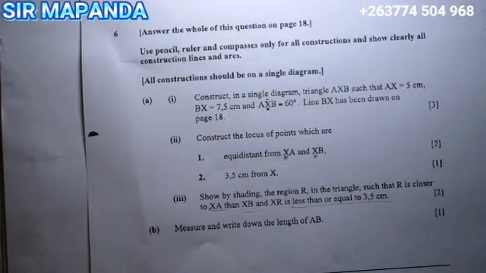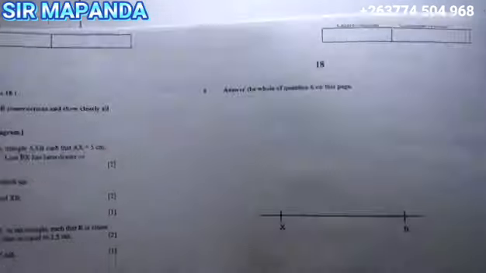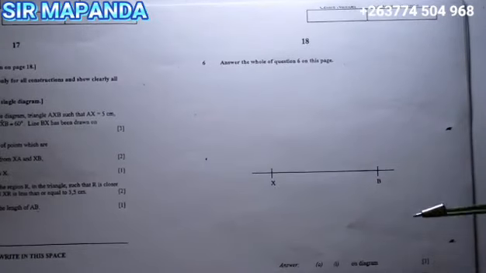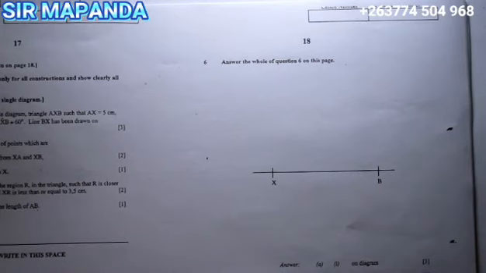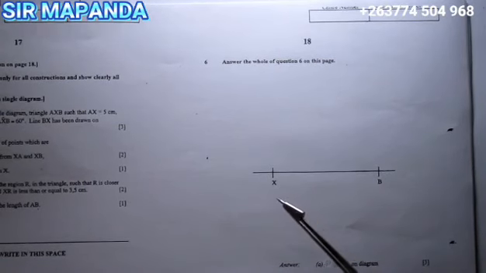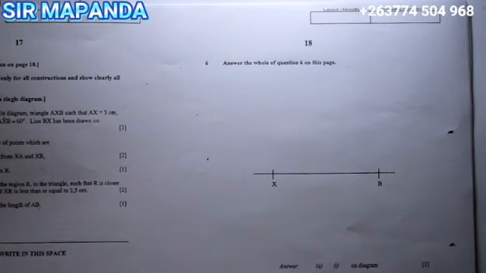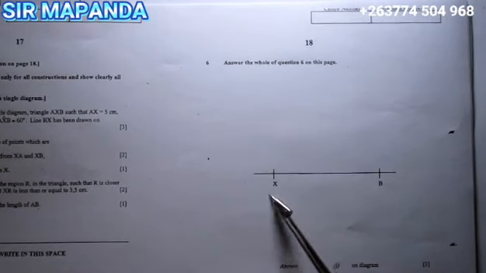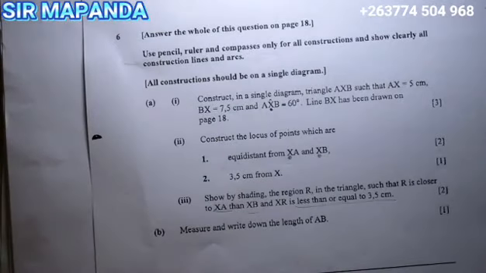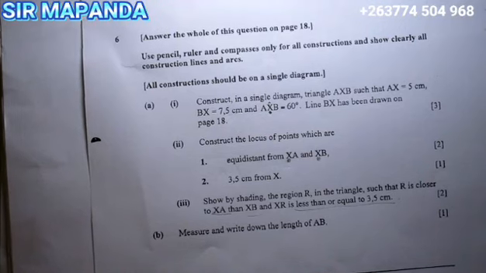Line BX has been drawn on page 18. So this is page 18, but the page 18 that I have is not up to scale. So you'll be given the baseline already, XB. I hope you are listening. So I'm going to start by drawing this line XB on my plain paper, where XB is a line of 7.5 centimeters. Right. So you take your ruler.